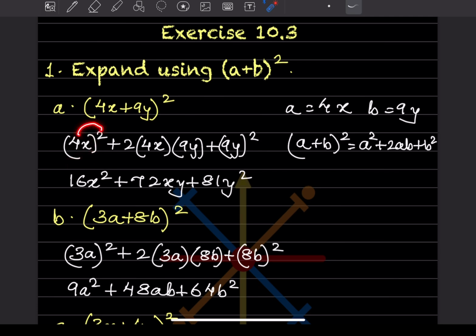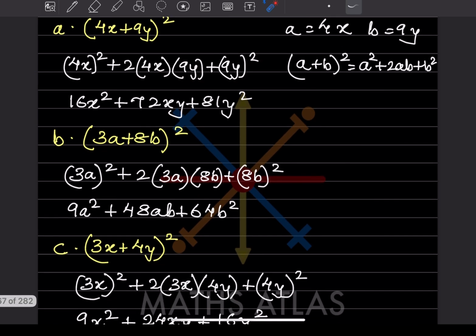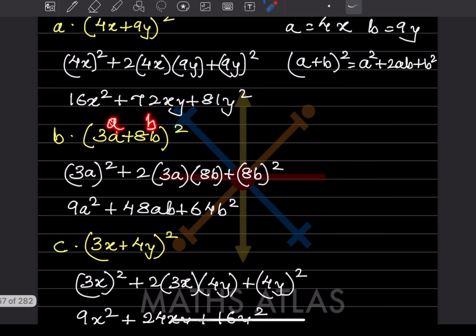So now this is going to be 4 square, which is 16, and x square. Together you multiply, because we take this as 2ab. So this will be 72 x square, and this 9 square will be 81 y square. We use the same formula for this one. This will be a and this is going to be b. So this is a square, again the bracket is important, plus 2ab plus b square. So this is going to be 9a square. When you multiply this into this, that is going to be 48ab, and this will be 64b square.